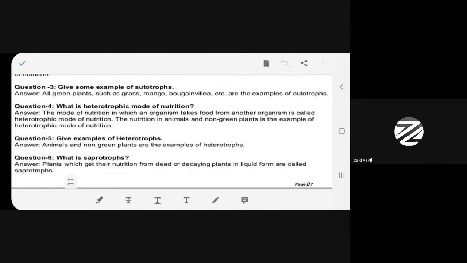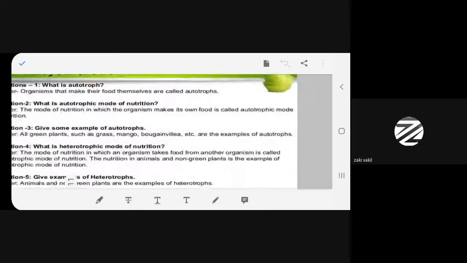Plants which get their nutrition from dead or decaying matter in liquid form are called saprotrophs. Good. So this you also know: from dead or decaying plants they take the nutrition, so they are called saprotrophs. Any problem whatsoever? All of you understood, boys?